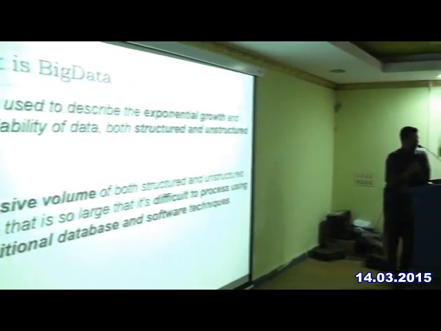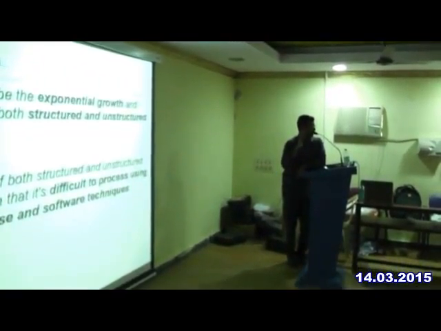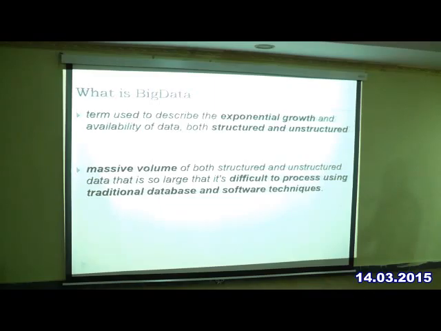Processing of the data means, first of all, we should have some relational database management system to store, to process, to get results from the data. This is what we have been using for so many years. Maybe for the past 30 to 40 years, we have been using the RDBMS concept to store and process data. But there are certain limitations inherent with RDBMS systems. It cannot process a large amount of data. It can process, but the amount of time it takes to give you the result is huge.